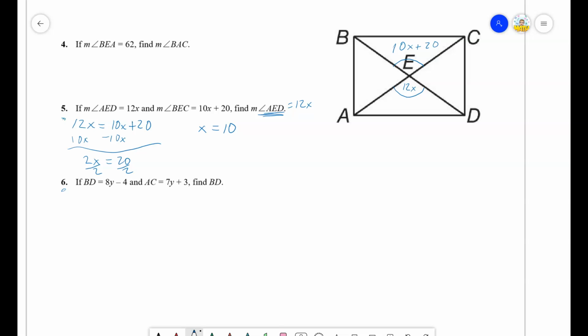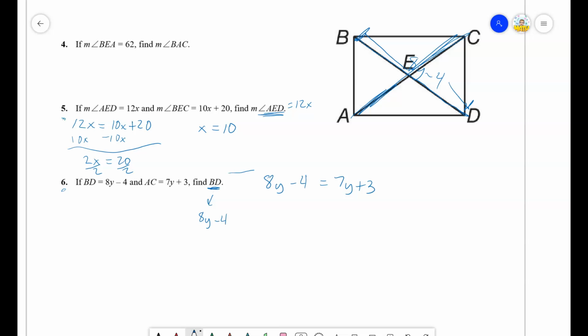Okay? So here we have a diagonal BD. And we know, remember, diagonals are equal. That's 8y minus 4. That's the whole thing. The whole diagonal from one end to the other is 8y minus 4. Then they tell me that AC is 7y plus 3. Well, AC is the other diagonal. Remember that they're equal to each other. So 8y minus 4 equals 7y plus 3. And let's consider what they're asking us for. They want BD, which we know is 8y minus 4.